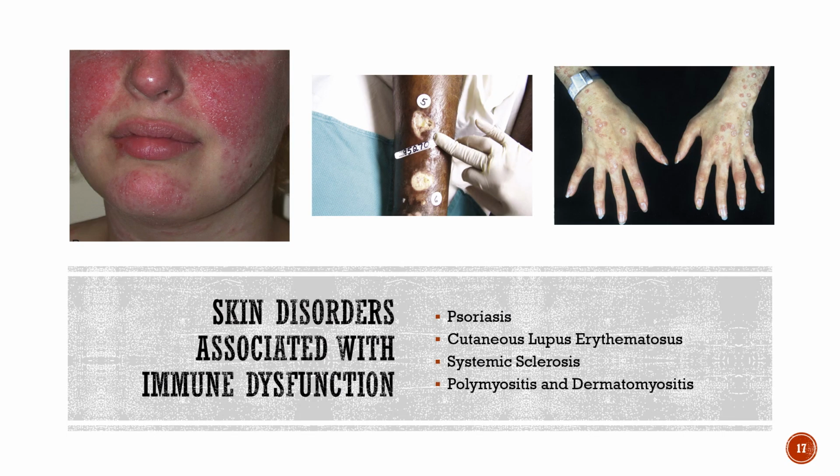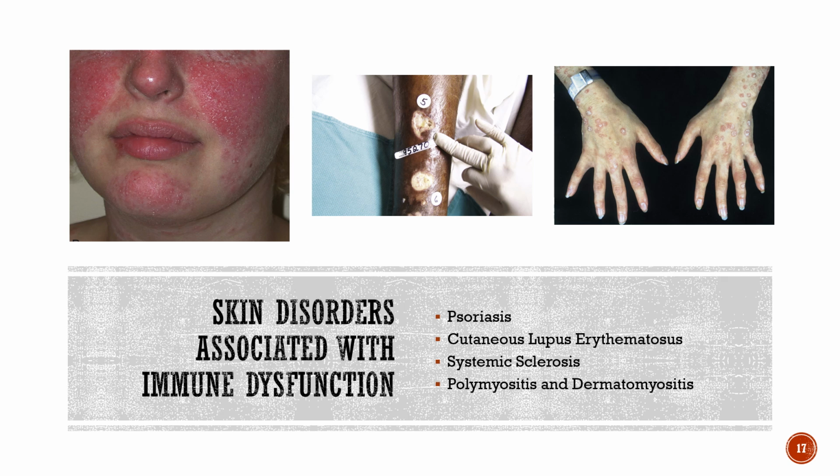Skin disorders associated with immune dysfunction. Psoriasis is a chronic autoimmune skin disorder causing rapid skin cell turnover. Clinical manifestations include red, raised plaques covered with silvery scales. Common sites include elbows, knees, scalp, lower back, and symptoms include itching and discomfort. The exact cause is unknown, but it involves genetic and environmental triggers.